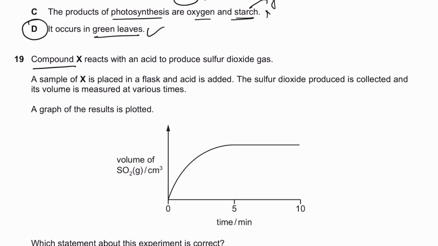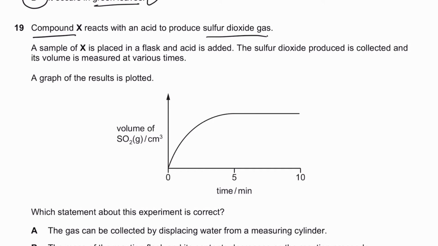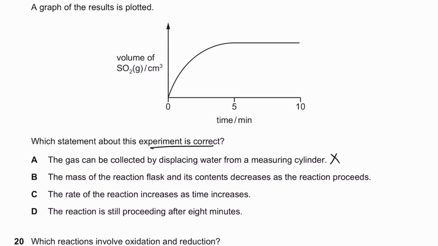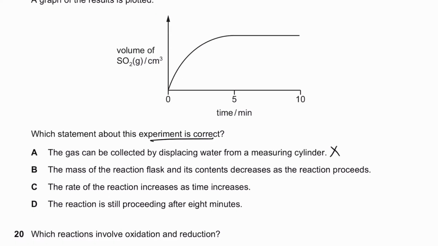Compound X reacts with acid to produce sulfur dioxide gas. The sample of X is placed in a flask and acid is added. Sulfur dioxide is produced and collected, and the volume is measured at given times. The graph is plotted. Which statement about this experiment is correct? The gas can be collected by displacing water from a measuring cylinder. No. Sulfur dioxide cannot be collected by displacement of water because the gas is heavier than normal air, and if you try to displace it in water, it's just not going to go up. So it's not going to be displaced.